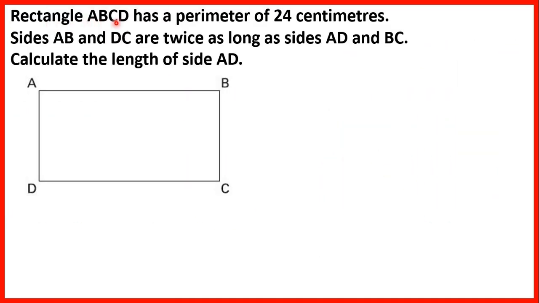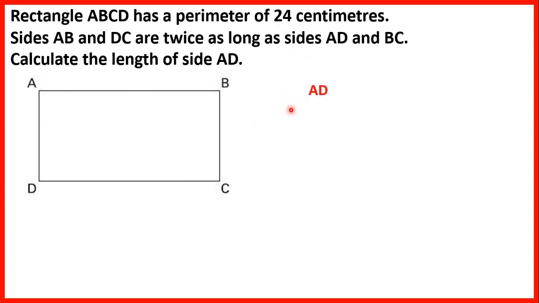Rectangle ABCD has a perimeter of 24 centimetres. Sides AB and DC are twice as long as sides AD and BC. Calculate the length of side AD. So we need to work out this length here from A to D. And we know that the perimeter, so the total distance around the outside of the rectangle, is 24 centimetres.